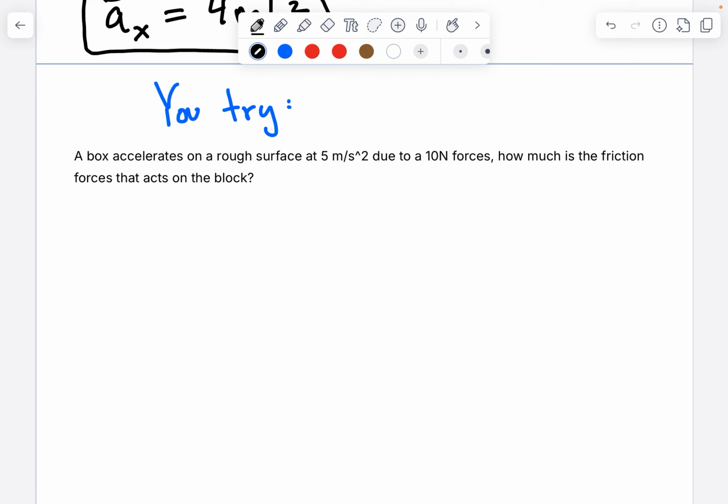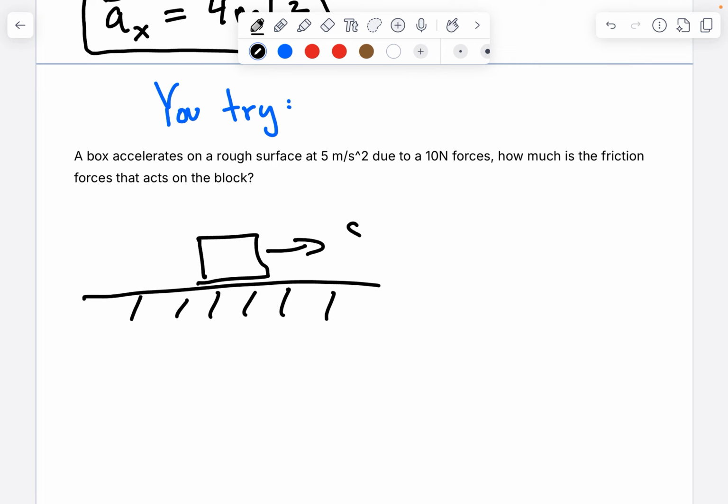All right, hopefully you had enough time to try it out. Here we go, let's solve it. So we have a box on a rough surface, so friction is present. And the box accelerates. I'm going to say it accelerates to the right at 5 meters per second squared due to a 10 Newton force. So there's a force on the block of 10 newtons to the right. How much is the friction force that acts on the block?